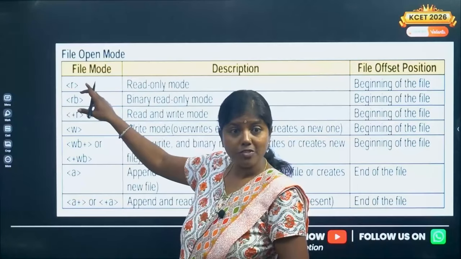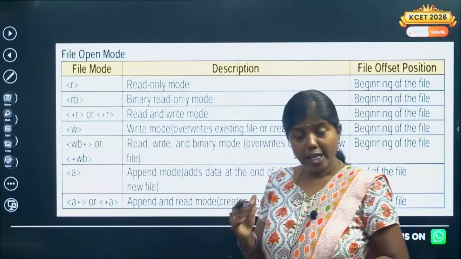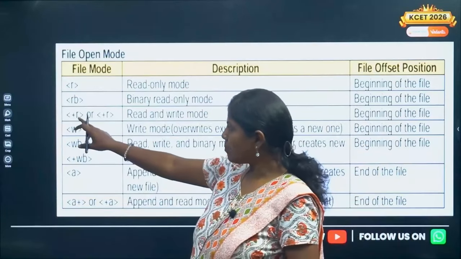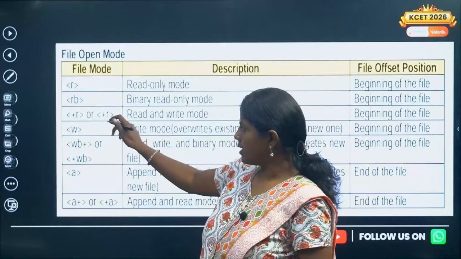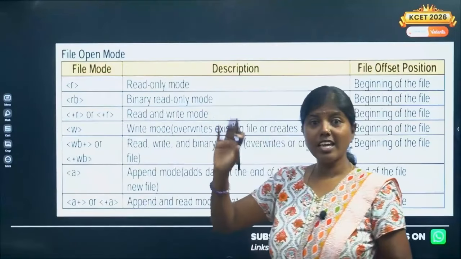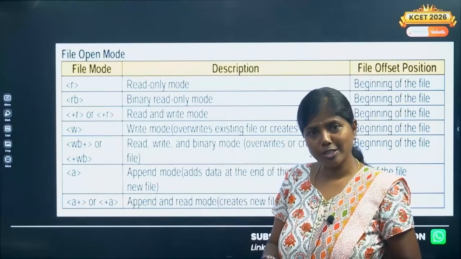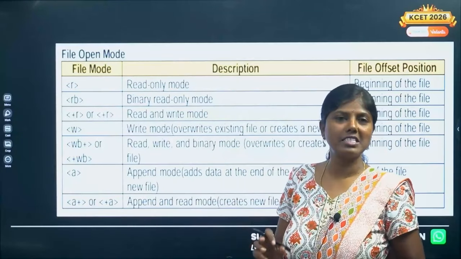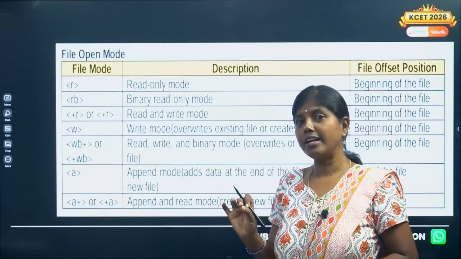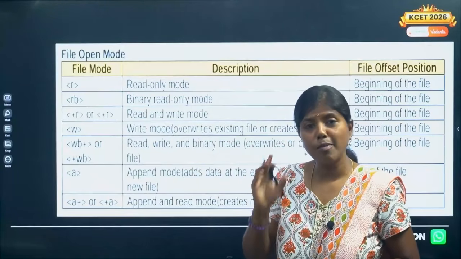R is for the read mode, W is for the write mode, and A is for the append mode. Whenever plus is there, it means both read and write. So R plus means read and write both, and W plus is also read and write both. B indicates binary, as simple as that. R is for reading, W for writing, A for appending, plus means both read and write, and B is binary. Just remember that.